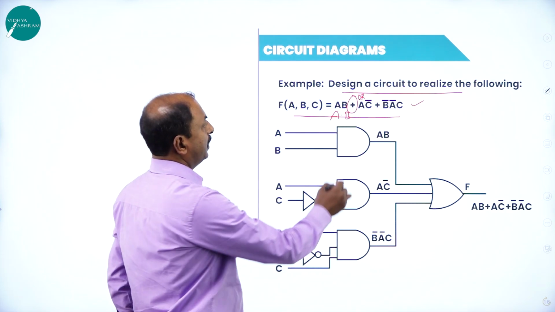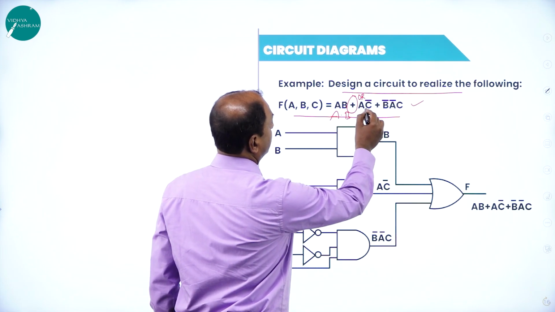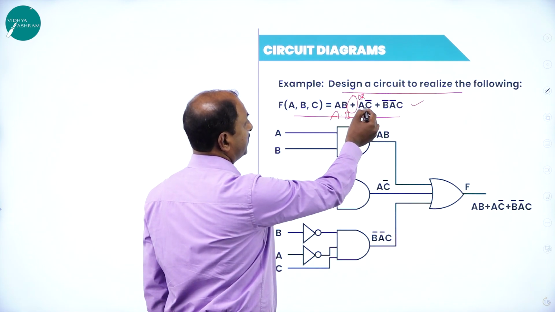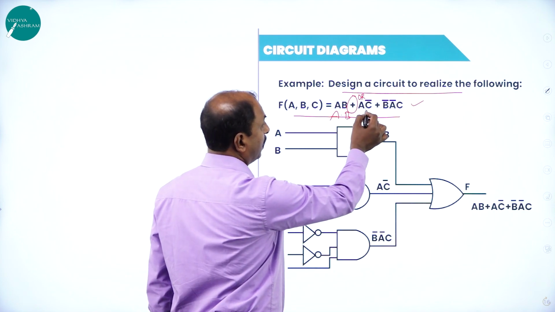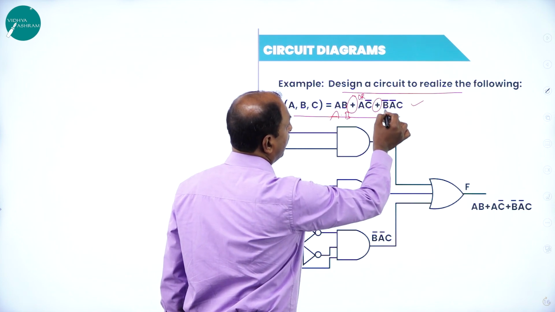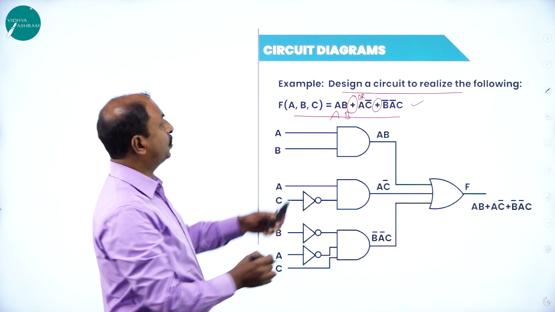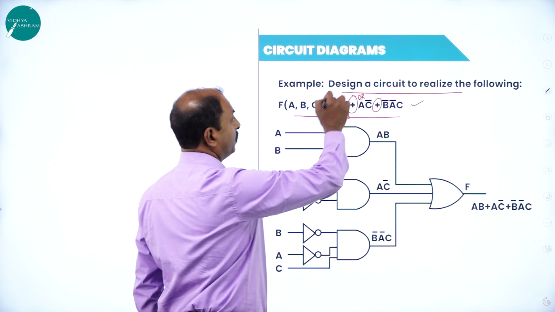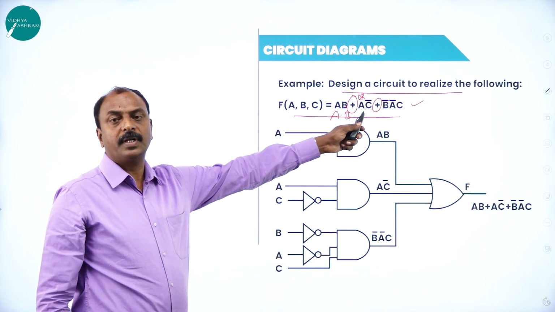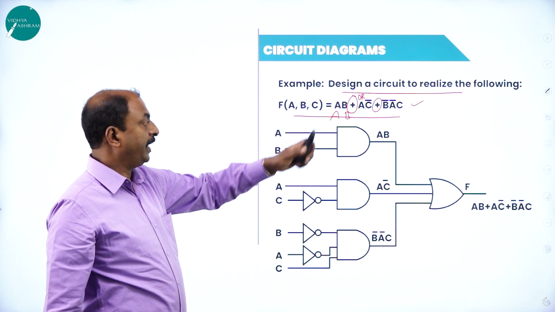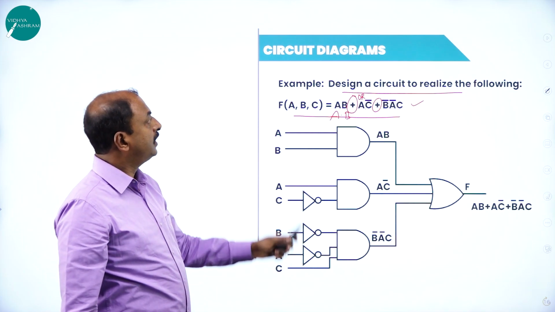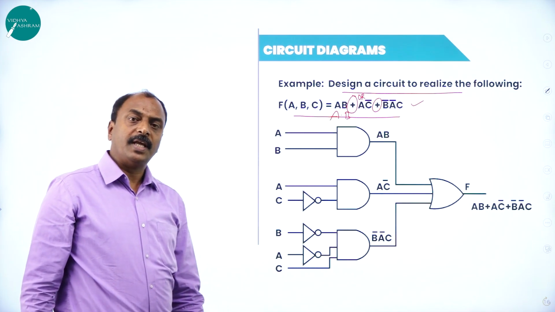So here, again, the dot in between stands for AND gate. A and C naught. This is OR gate. B naught, A naught, C. So together it forms one circuit of the given equation. Accordingly, let us try to design the circuit for the given equation.